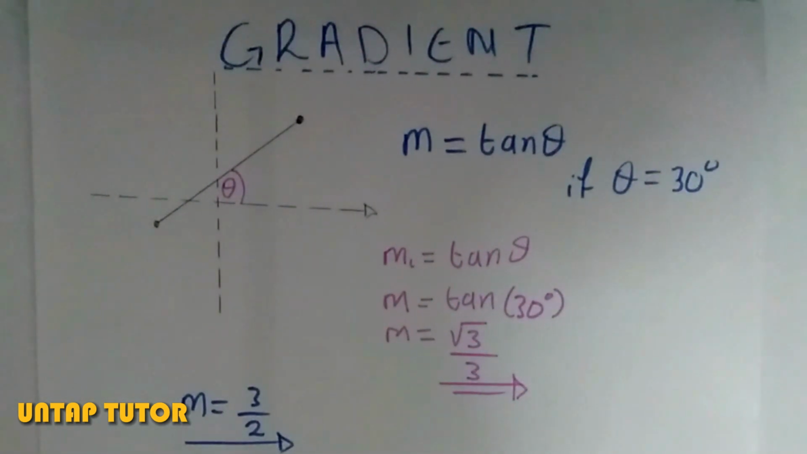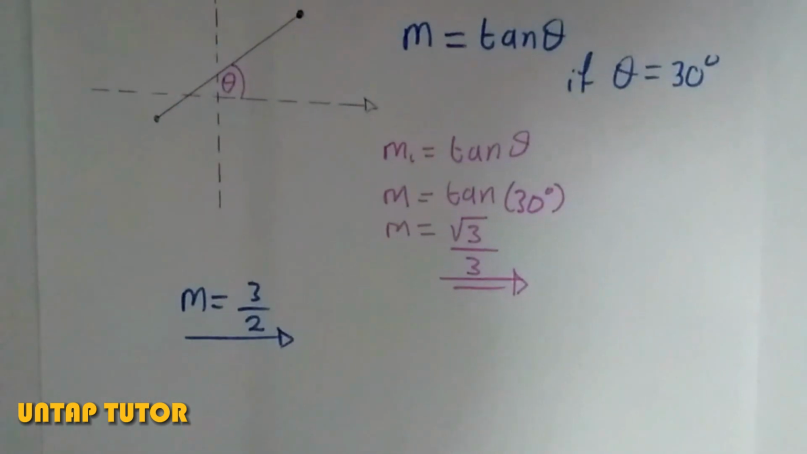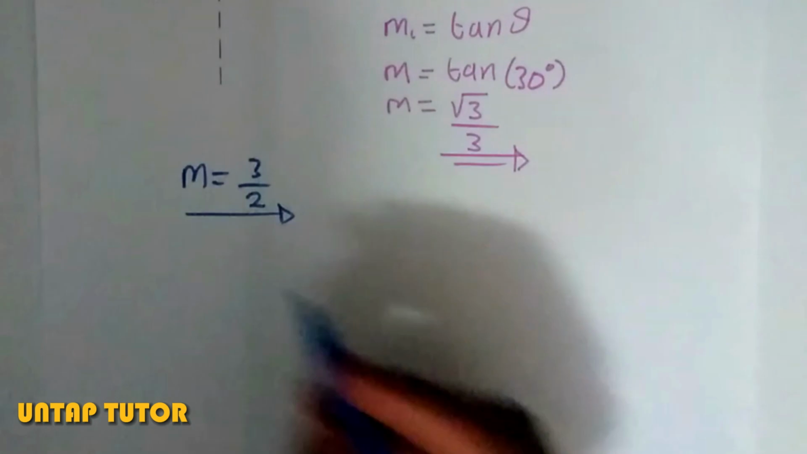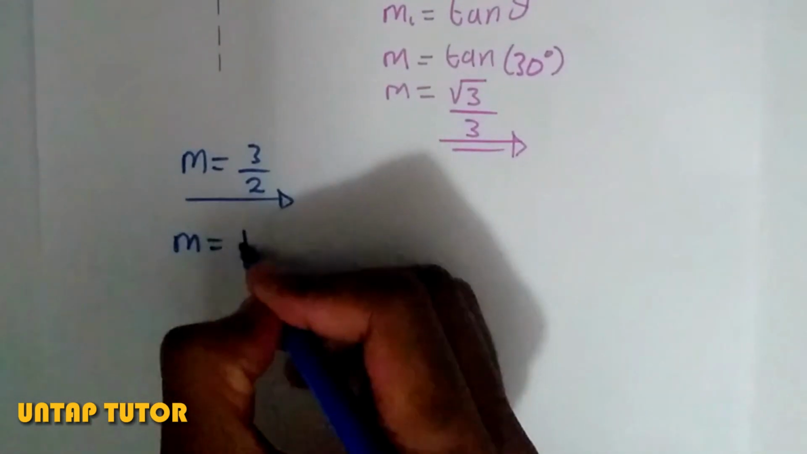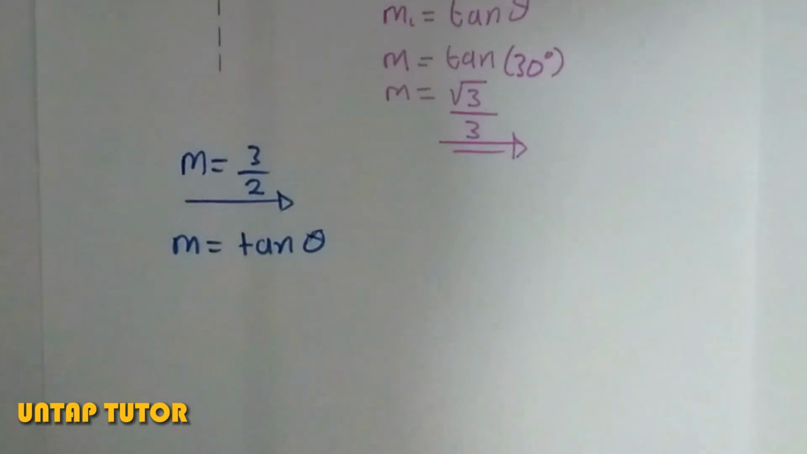So they can give you a question and say, the gradient is 3 over 2. Find what's the angle between the line and the positive x-axis. They are basically saying find the value of theta and they give you the gradient. So using basic algebra and common sense, we can just say m is tan theta. And we can see that we have two unknown variables, which is theta and m, which is our gradient. But since they gave us m and we are looking for theta, we can solve this.